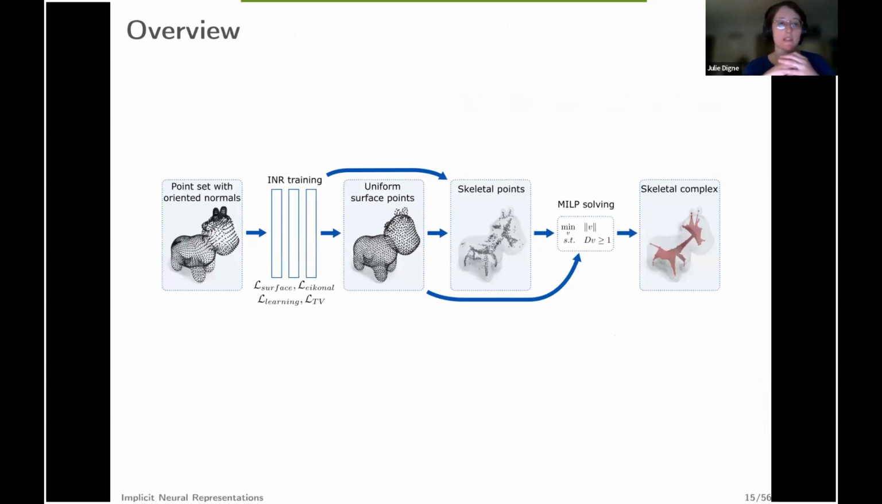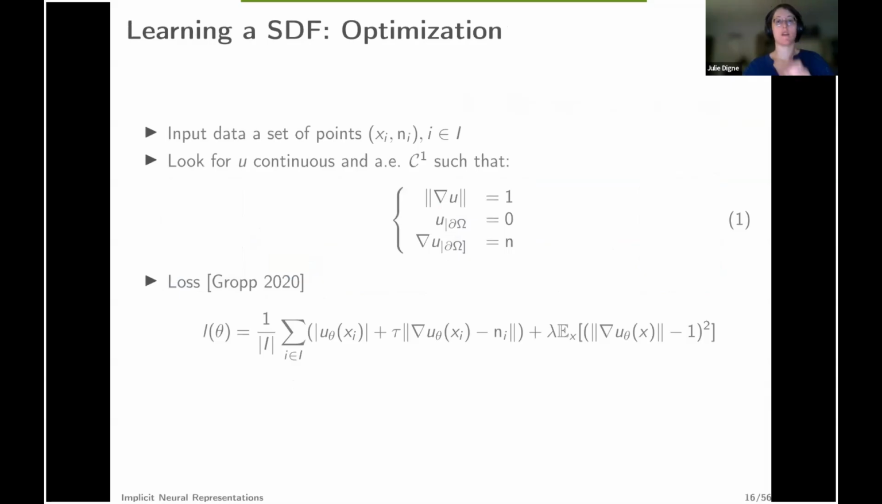We're going to work with a point set with oriented normals. We are going to train an implicit neural representation with a specific training, which I'm going to describe. Then we're going to extract skeletal points and then a skeletal complex. And what we are really interested in is how we are going to train this implicit neural representation. So our set of input data is a set of points, x_i and n_i, where n_i is a normal to the surface, and x_i lies on the surface.